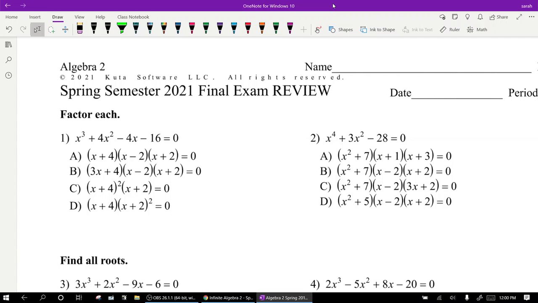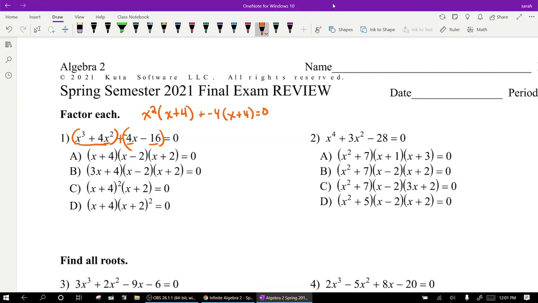So let's get started. All right, number one just says factor each. When I see this, it looks like I can just do some grouping. So I'm going to put these in a group and I'm going to group this part. Now in the first section I see that I have a common x squared in both of those, so I'm going to factor out an x squared, leaving me with x plus 4. And in this section I'm going to factor out a negative 4, and that will leave me with x plus 4 also.